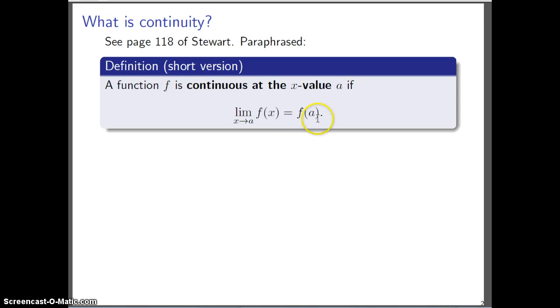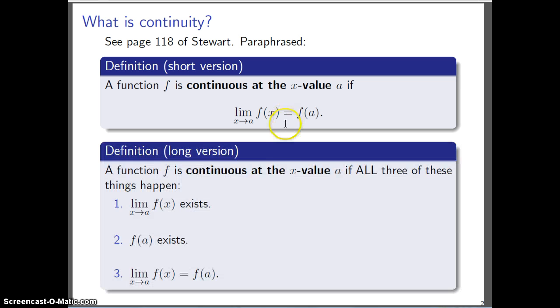There's a long version of this because there's a lot that's implicit in this definition, and Stewart admits that as well. So this left side could exist or not, meaning you could have a number or not, and this right side could exist or not, and so that could be a number or not. And so what's meant by this equality is really that both of these things are numbers first, and then that this equality happens. So that turns into this, right? The left side exists here, the right side, this f of a exists, and these things are equal.